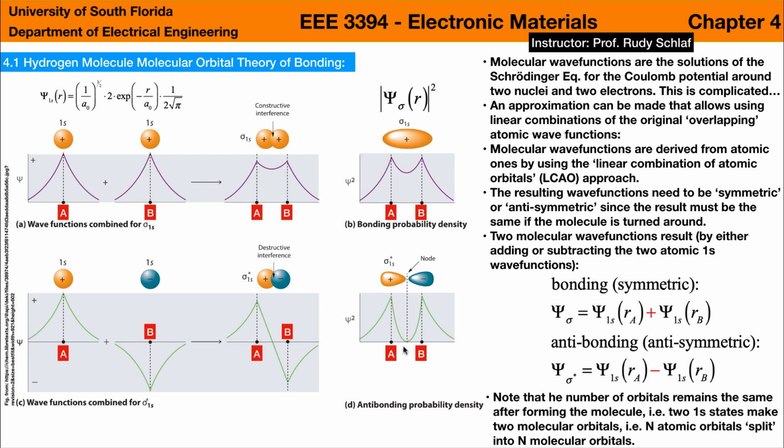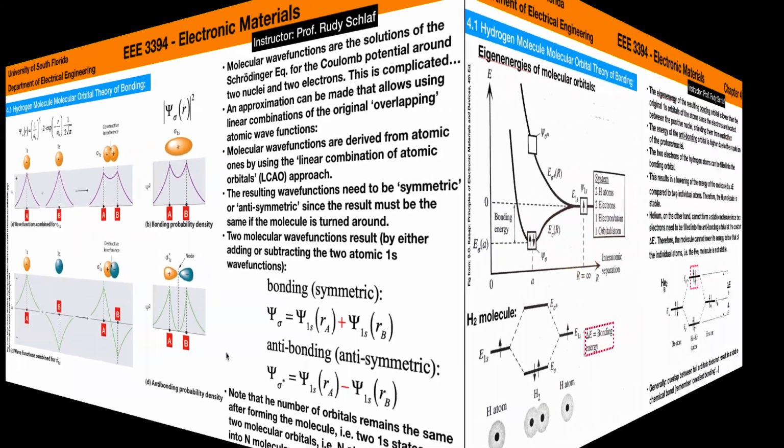And it's clear why it's called anti-bonding, because here the probability density is zero or close to zero in between the protons, and that means the electrons will be mainly on the outside, and that doesn't help the bonding process. It's interesting to note that we started out with two atomic orbitals and we ended up with two molecular orbitals. So it seems that in this process we keep the number of electronic states constant.